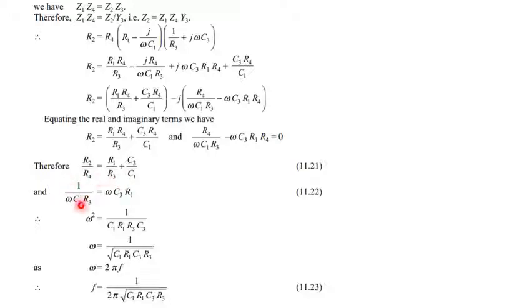Same way, if you solve for the imaginary part, you will get omega square is equal to 1 divided by C1 R1 C3 R3. If you simplify, omega is 2 pi f, so f is equal to 1 divided by 2 pi root of C1 R1 C3 R3. That is how you can find out the frequency.